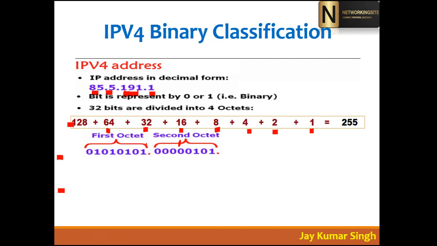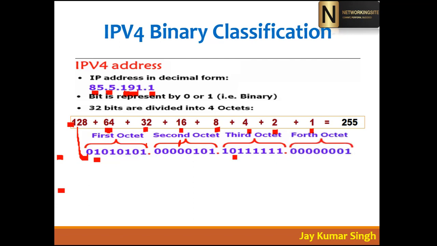Like here, if you see, this 128 is not matching with the first octet which is 85, so it is 0. See, 64 was matching, that's why it is 1 here. In the third octet, which is 191, I told you, yes, 128 plus 32, 16, 8, 4, 2, 1. 64 was not there, that's why here in the place of 64 it is 0. Now in the last octet, which is 1, all will be 0 except 1.